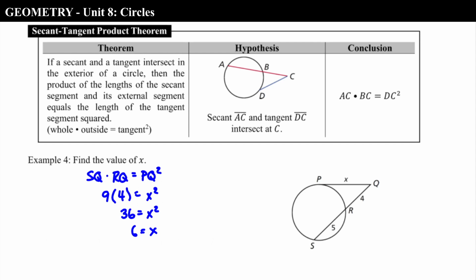All right, so that pretty much wraps up what we have to talk about with segment lengths. Coming up in the next section, we're going to talk about equations of circles.